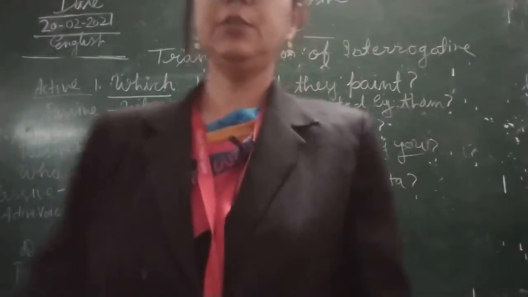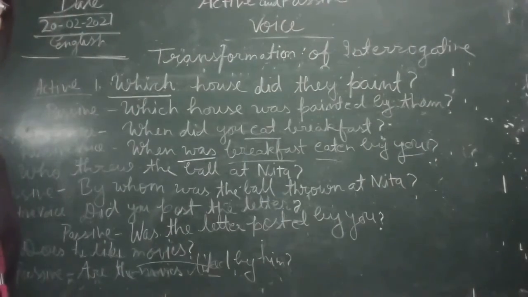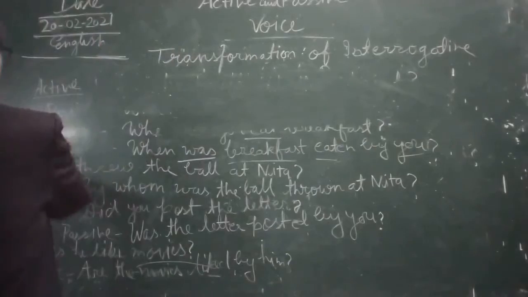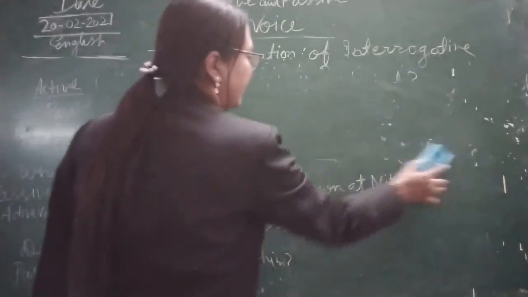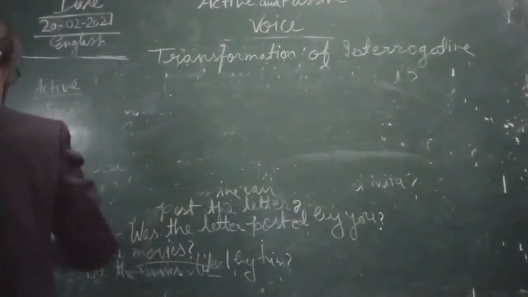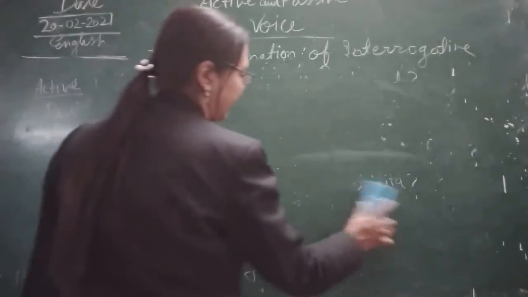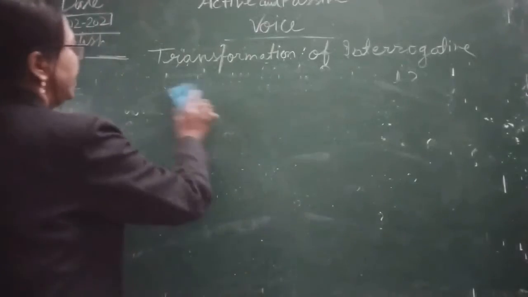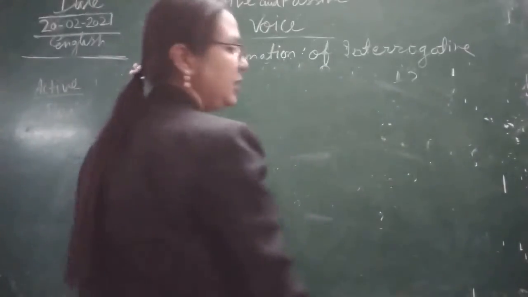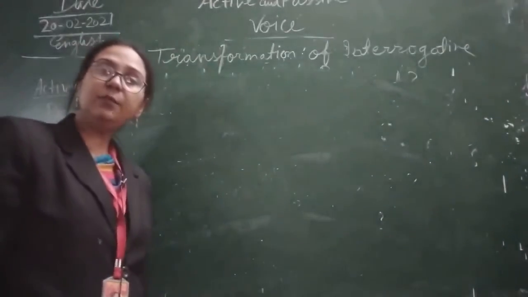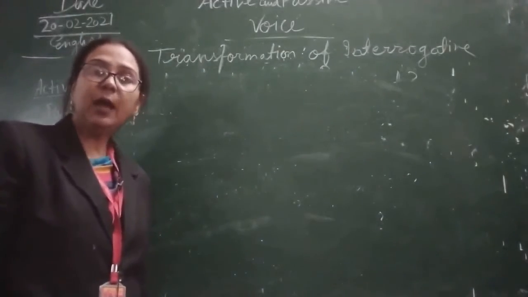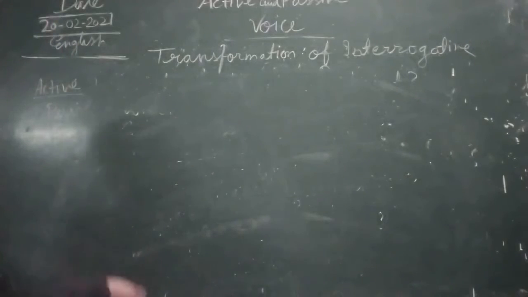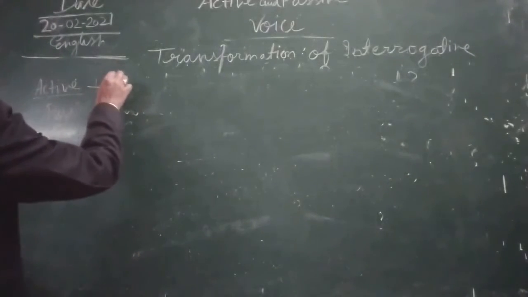Now children, we will solve a few more exercises, because it is very necessary for us to practice exercises by different rules. In grammar, direct and indirect speech had different rules, and active and passive voice have different rules. So we have to practice on that. So children, now we are moving to the next example.